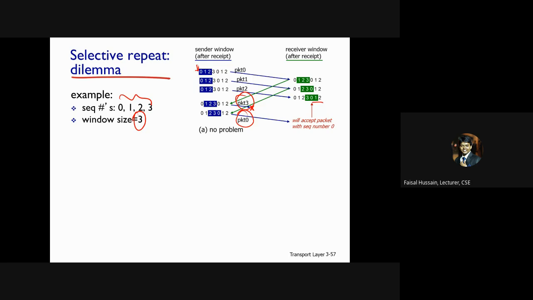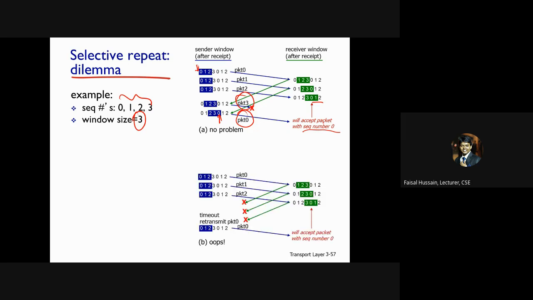So here packet 0 will be sent out. Which packet 0 is this? This one is the next packet number 0, and the receiver will accept the packet of sequence 0. There is no problem, because there is no issue. Now let's see the problematic situation.